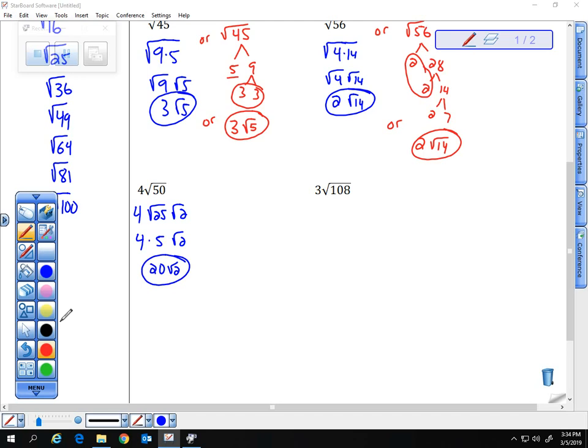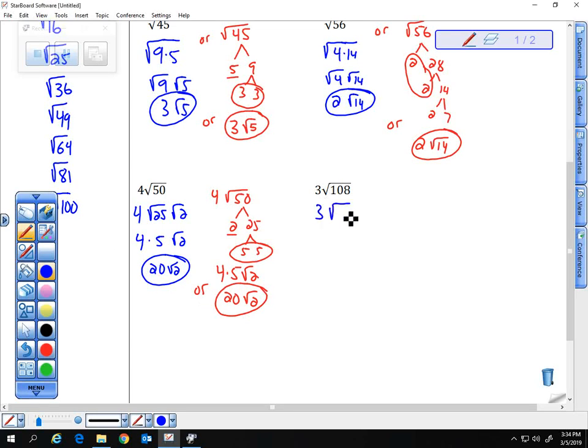Or the other method, we can look at the square root of 50 and break it down to 2 and 25, which will be 5 and 5. And the square root, partnering the number times itself, we'll put a 5 in front with the 4, and then the square root of 2. And that's going to be 20 square root of 2. Again, same answer.